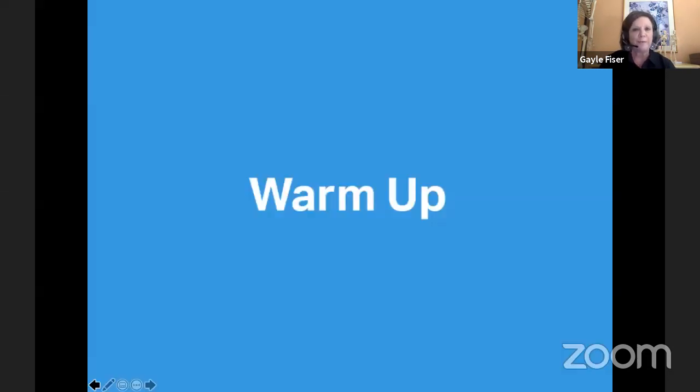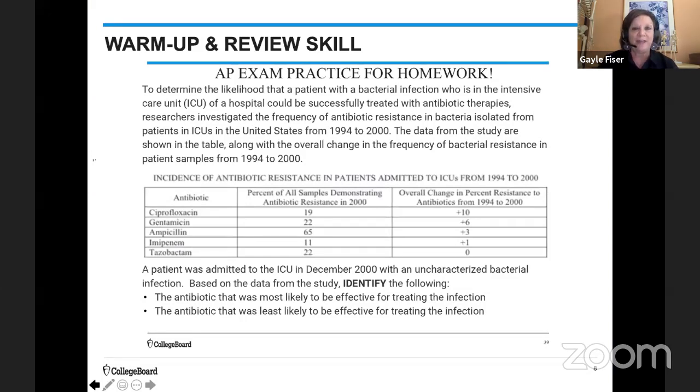So now for our warm-up. If you've been watching, you know that the homework from the previous night will be the warm-up for the next lesson. So this is from the homework from 7.3. Let's take a look at our data table and see what this is about first.